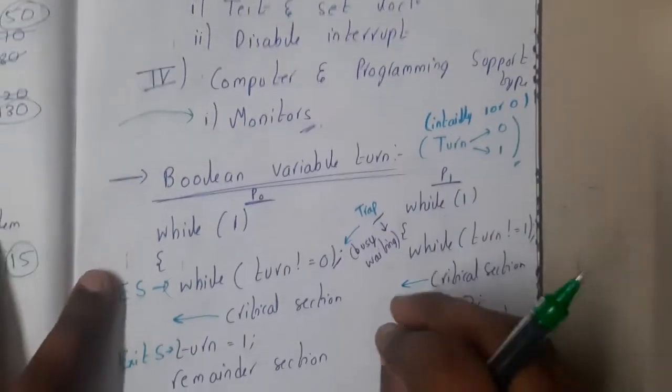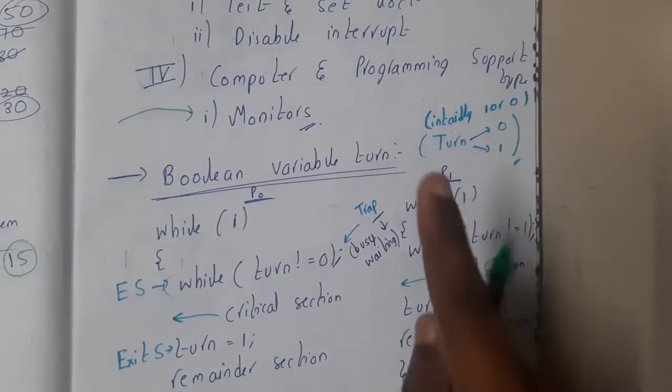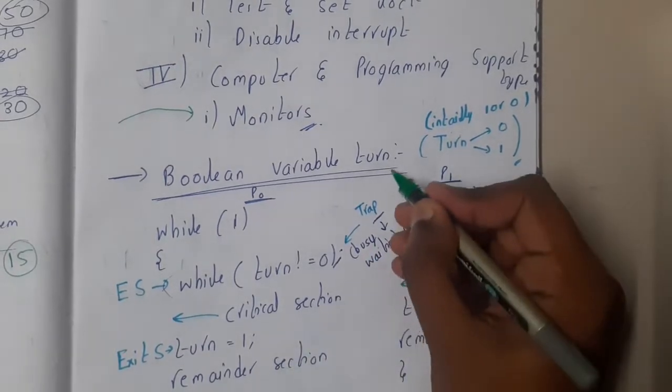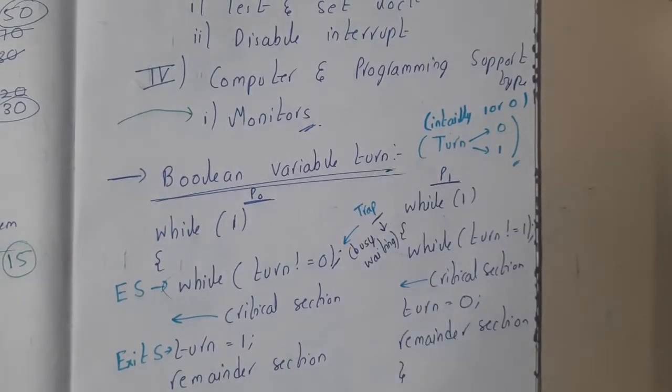So let us start with the first solution, that is the two process solution, and the first solution inside it is using a boolean variable turn. I will not show you the example in the book, guys. I will be explaining directly on the white paper, because only then you will understand it clearly.